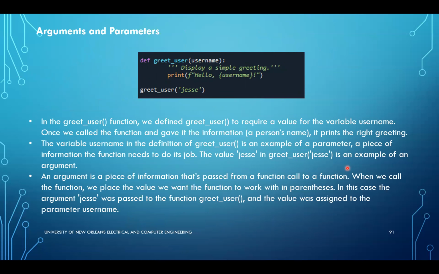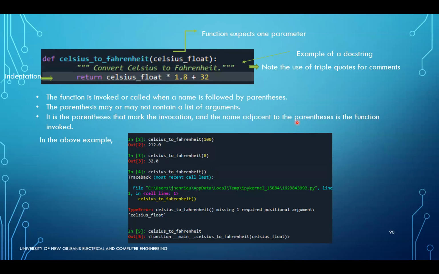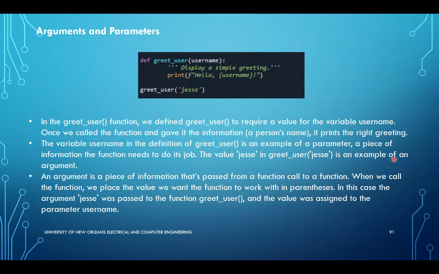Now, in the definition you saw here, we saw the name of the parameter, which is called celsius_float. And then when you call it, you're actually using a number associated with that parameter. We want to make that distinction. And the distinction is that one is called an argument and one is called a parameter.